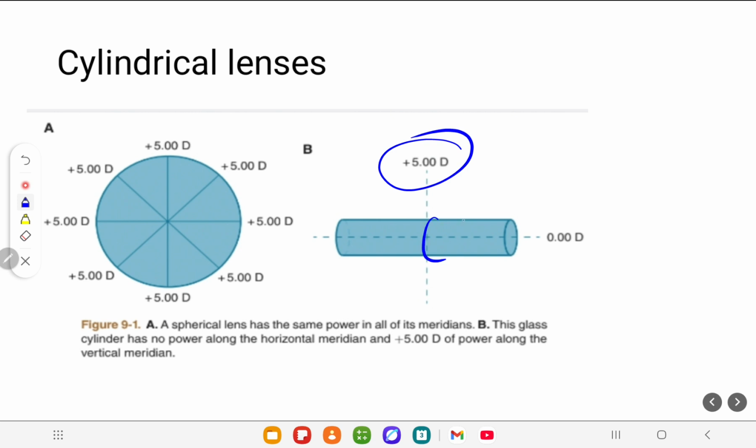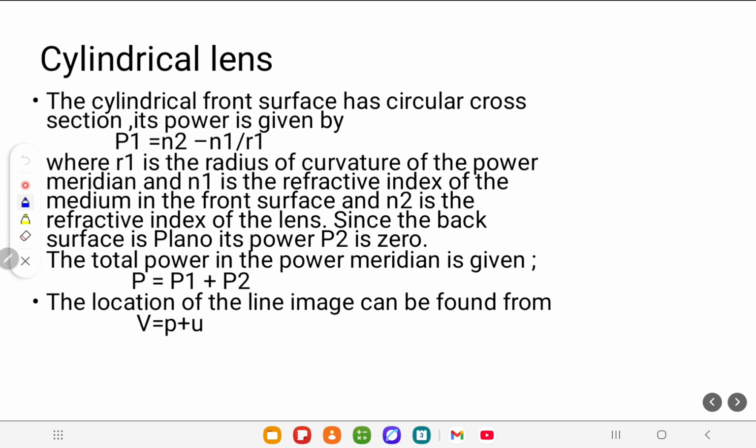Power meridian, when curvature is there, then power meridian is 5 diopter, but the axis meridian is always 90 degrees away from the power meridian. It's centrally important to understand this concept. This is the simple thing that we have already discussed, s minus n divided by r, and power is simply adding one another, and image vergence is power plus object vergence.